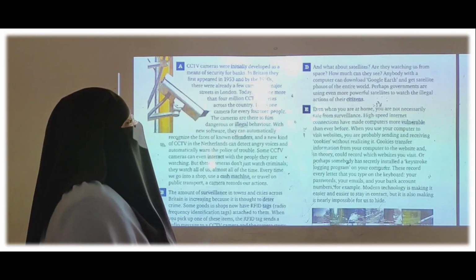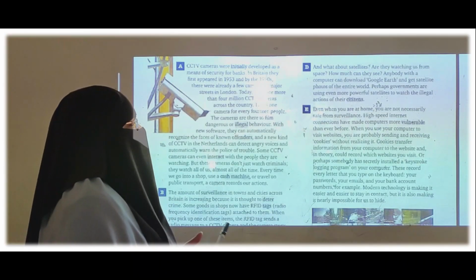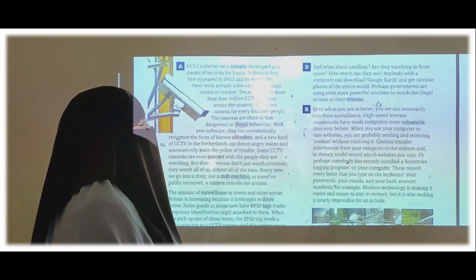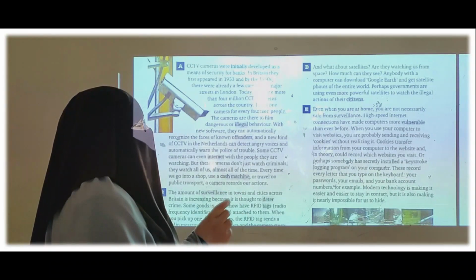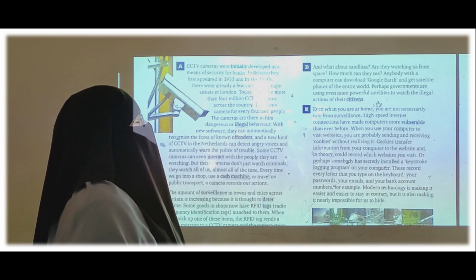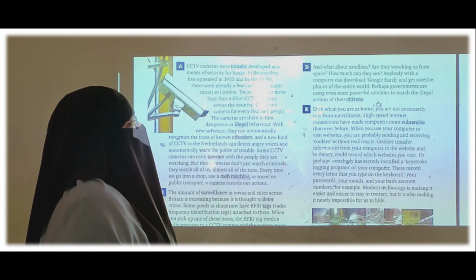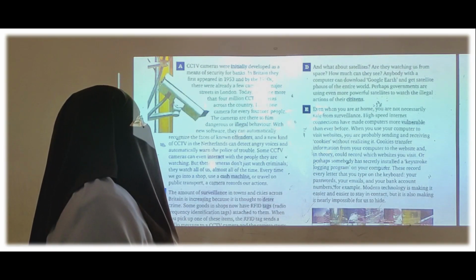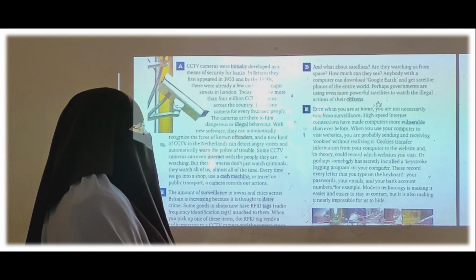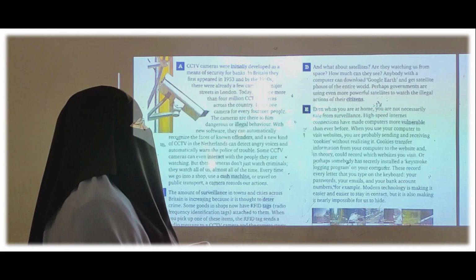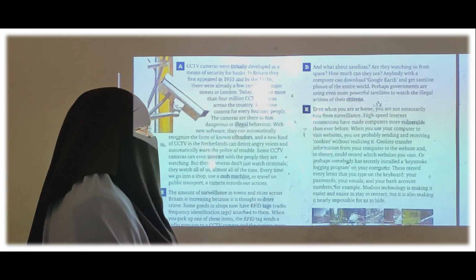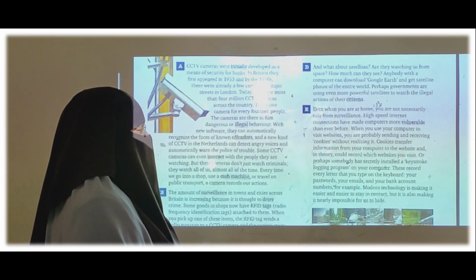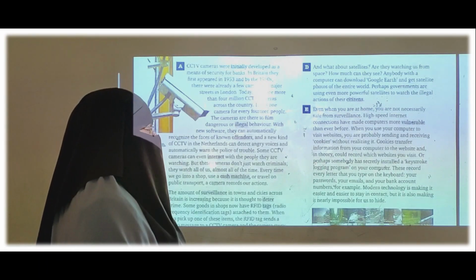High-speed internet connections have made computers more vulnerable, means weak, than ever before. When you use your computer to visit websites, you are probably sending and receiving cookies. Cookies means, as we say, small adverts, without realizing it. What can cookies do? Cookies transfer information from your computer to the website, and in theory, they could record which websites you visit. Or perhaps somebody has secretly installed a keystroke logging program on your computer. These record every letter that you type on the keyboard, your passwords, your emails, and your bank account numbers.